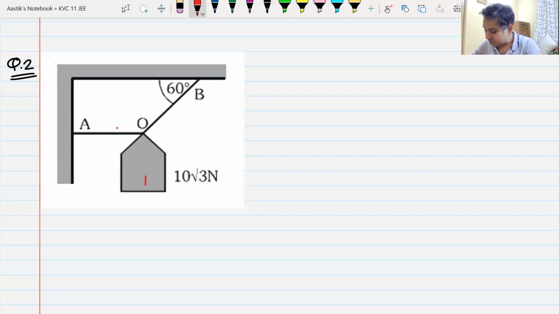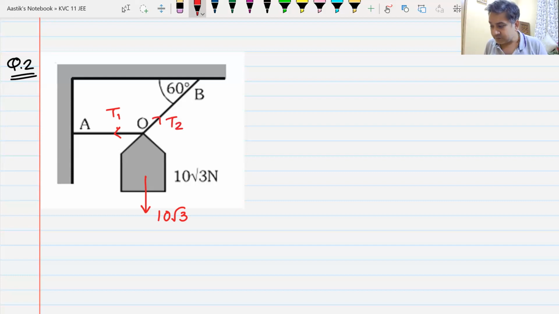So I'll draw. The weight is given as 10 root 3, so 10 root 3 is downwards. Now, there is one tension T1 on this side. Do we understand this? It is going to pull it here. There is one tension T2, which is this side. Done. Free body diagram done.